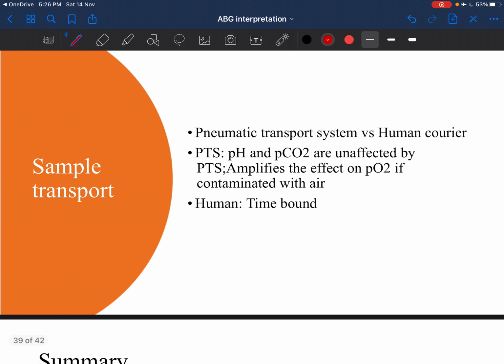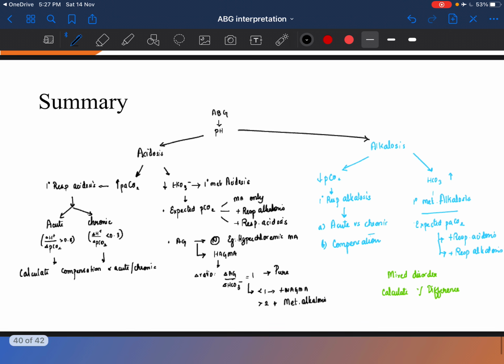Transport wise, there is a pneumatic transport system in many corporate hospitals versus a human courier in most of the government hospitals. The earlier you take it to the lab, the better it is always. In a pneumatic transport system, pH and PCO2 are generally unaffected, but the effect on PO2 is amplified, especially if the sample has an air bubble in it. So rather than an increase of 10 millimeter of mercury, it can become 20 millimeter of mercury. That is why the sample collection is very important.